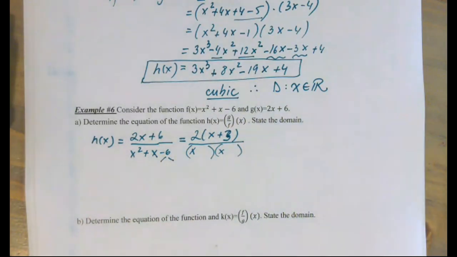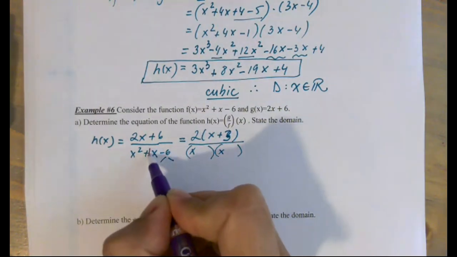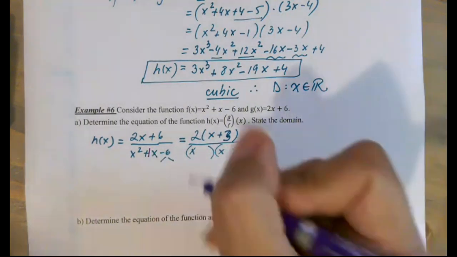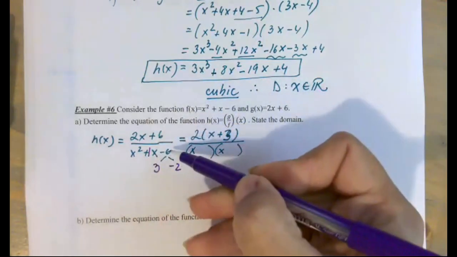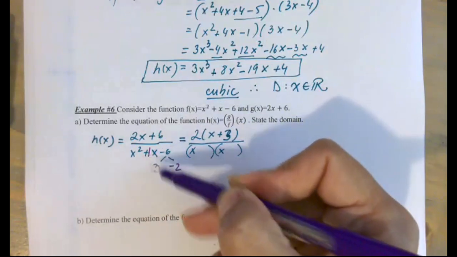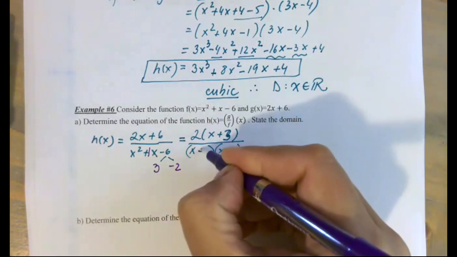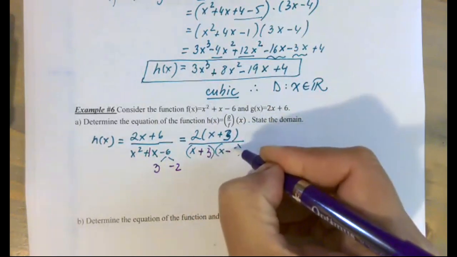So what are 2 numbers that multiplied give us -6 and added give us +1 from here? Three times -2. Yeah, 3 and -2. If I times them, I get -6. If I add them, I get +1. So these are the numbers, the factors that I'm looking for. So we just put them here. So +3, -2.